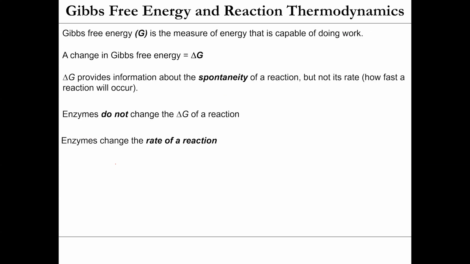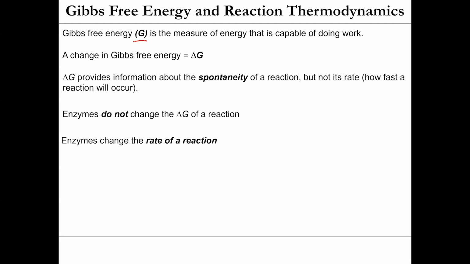All right, so now we can actually get into how enzymes work and how enzymes influence the reaction thermodynamics. So we'll have a discussion on Gibbs free energy and reaction thermodynamics. So Gibbs free energy, which is referred to as G, capital G, is the measure of energy that is capable of doing work. So when we're thinking about a reaction, we have reactants and products, the chemicals that we start with, and then a chemical that we end up with. And so the Gibbs free energy would be the amount of energy that's capable of doing work within that molecule.